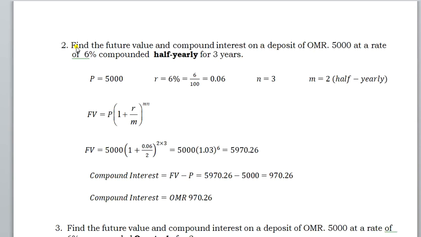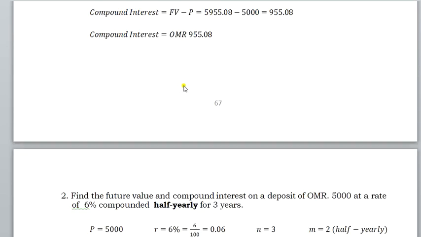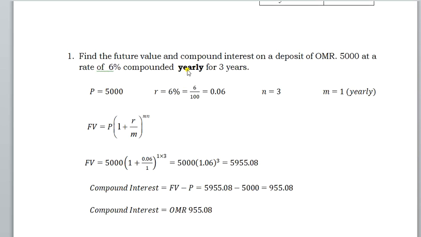Question number 2. Find the future value and compound interest on a deposit of OMR 5000 at a rate of interest 6% compounded half yearly for 3 years. So there is only one small difference between question number 1 and question number 2. See here, the numbers are the same: 5000, 6% and 3 years.